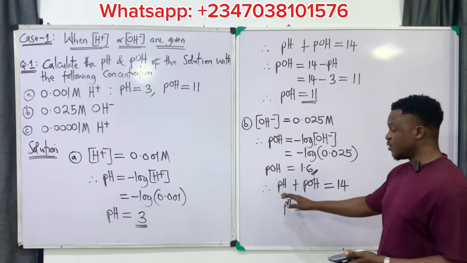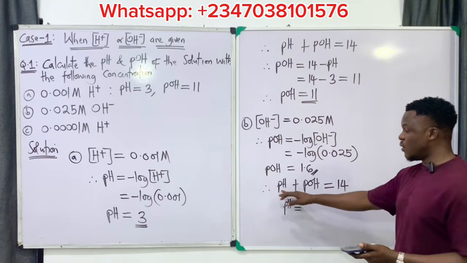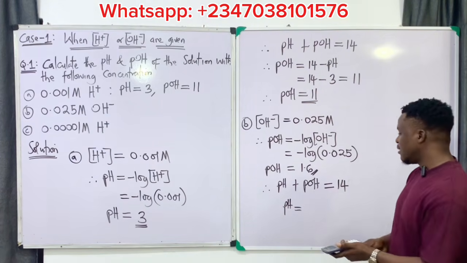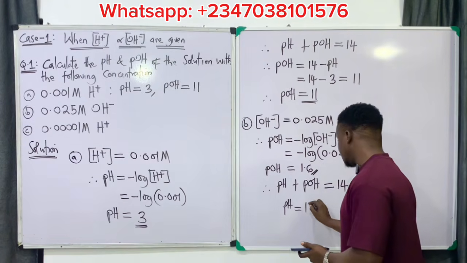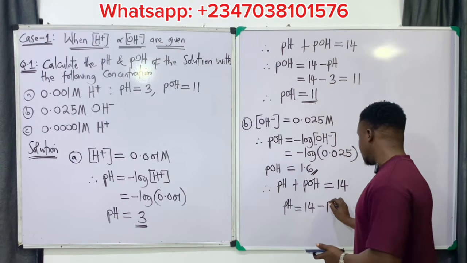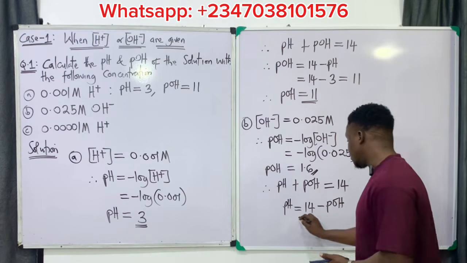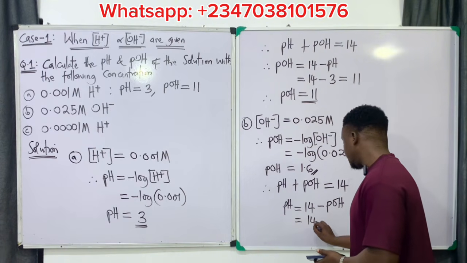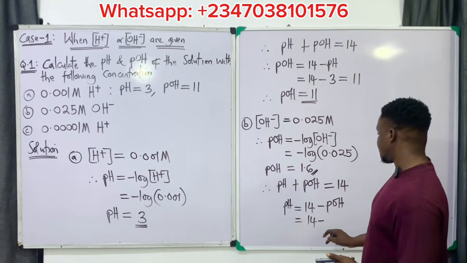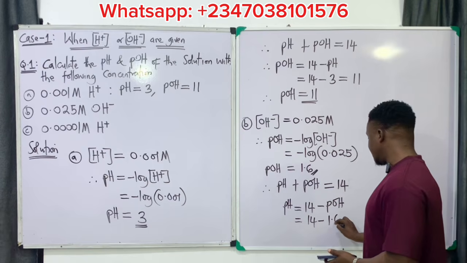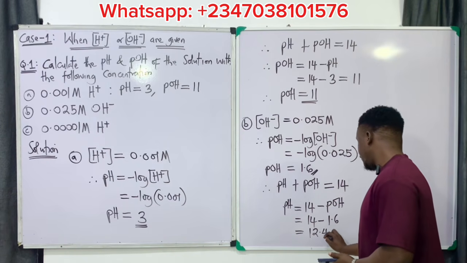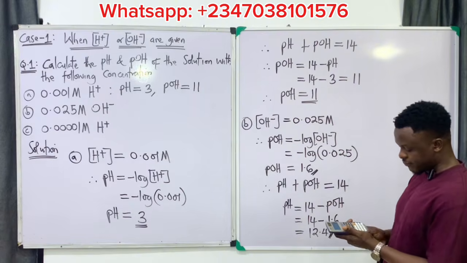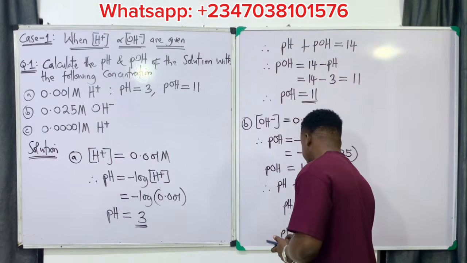Now this is the relationship between pH and pOH. If you know any one of them, you can get the other one. So if I make this the subject of the formula, this one crosses over to this side. This becomes 14 minus pOH. So this is equal to 14 minus, our pOH is 1.6. When you press that, this becomes 12.4. So that is the answer for that.